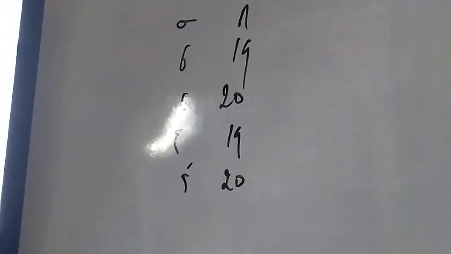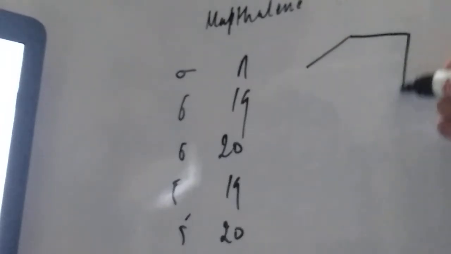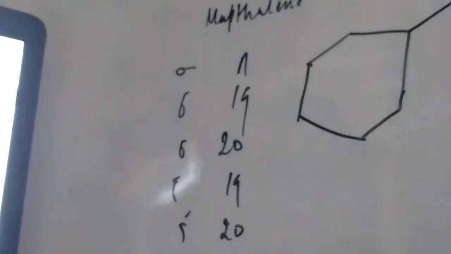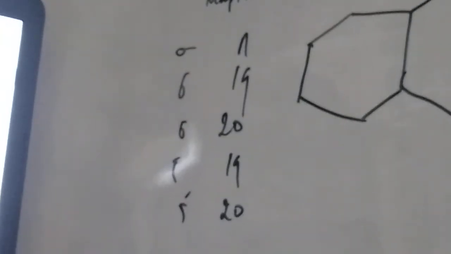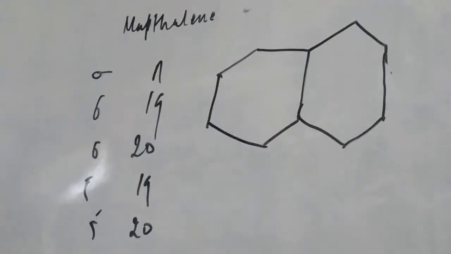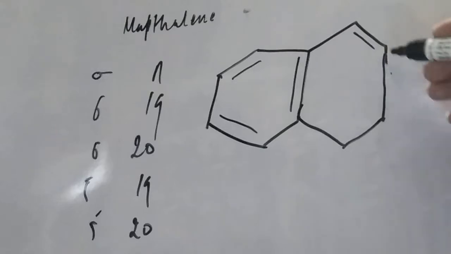Let us come to the board, student, so that you will be able to understand this easily. They are talking about naphthalene, student. What is the structure of naphthalene? There are two benzene rings fused together. This is the structure of naphthalene, student. Now in this there are alternate single and double bonds, like this.